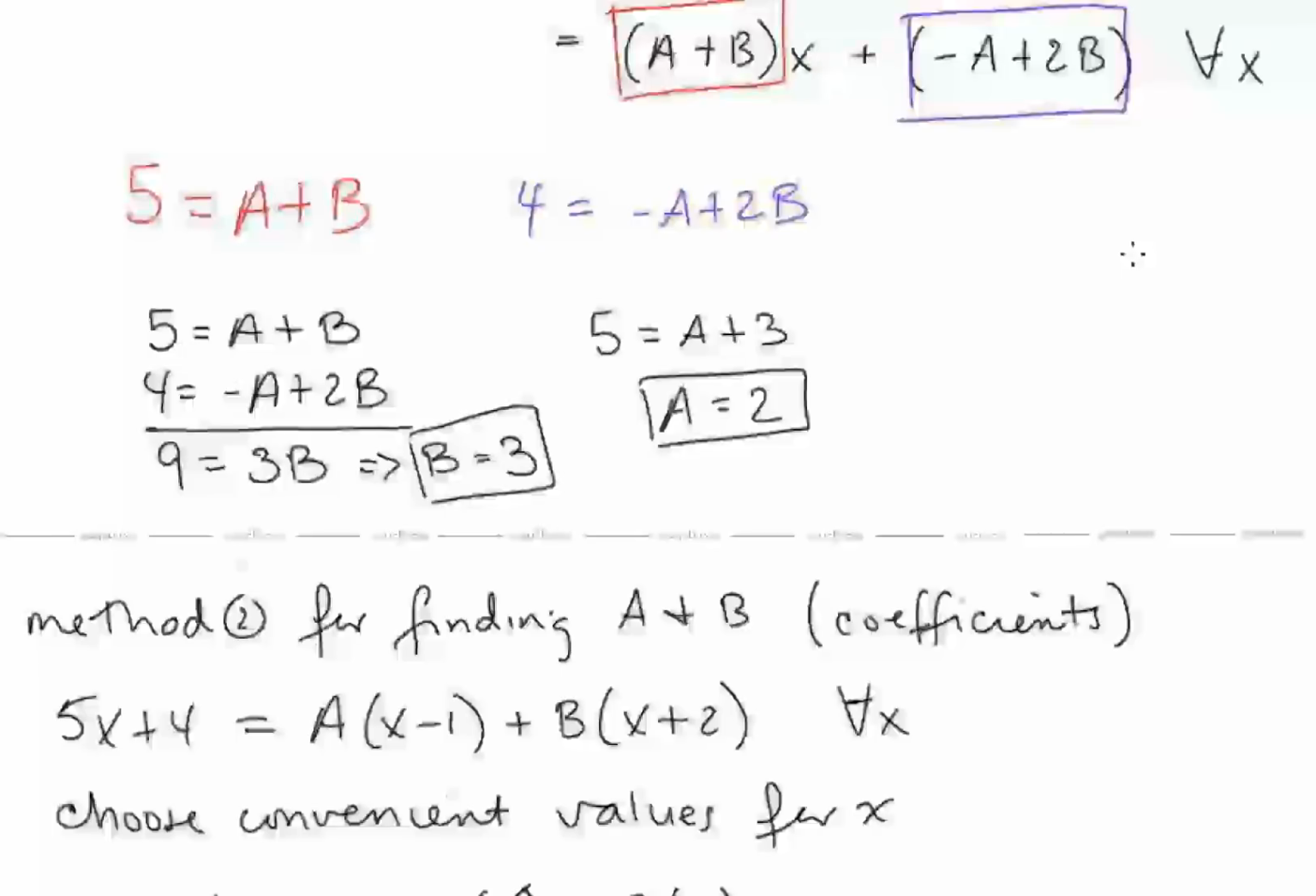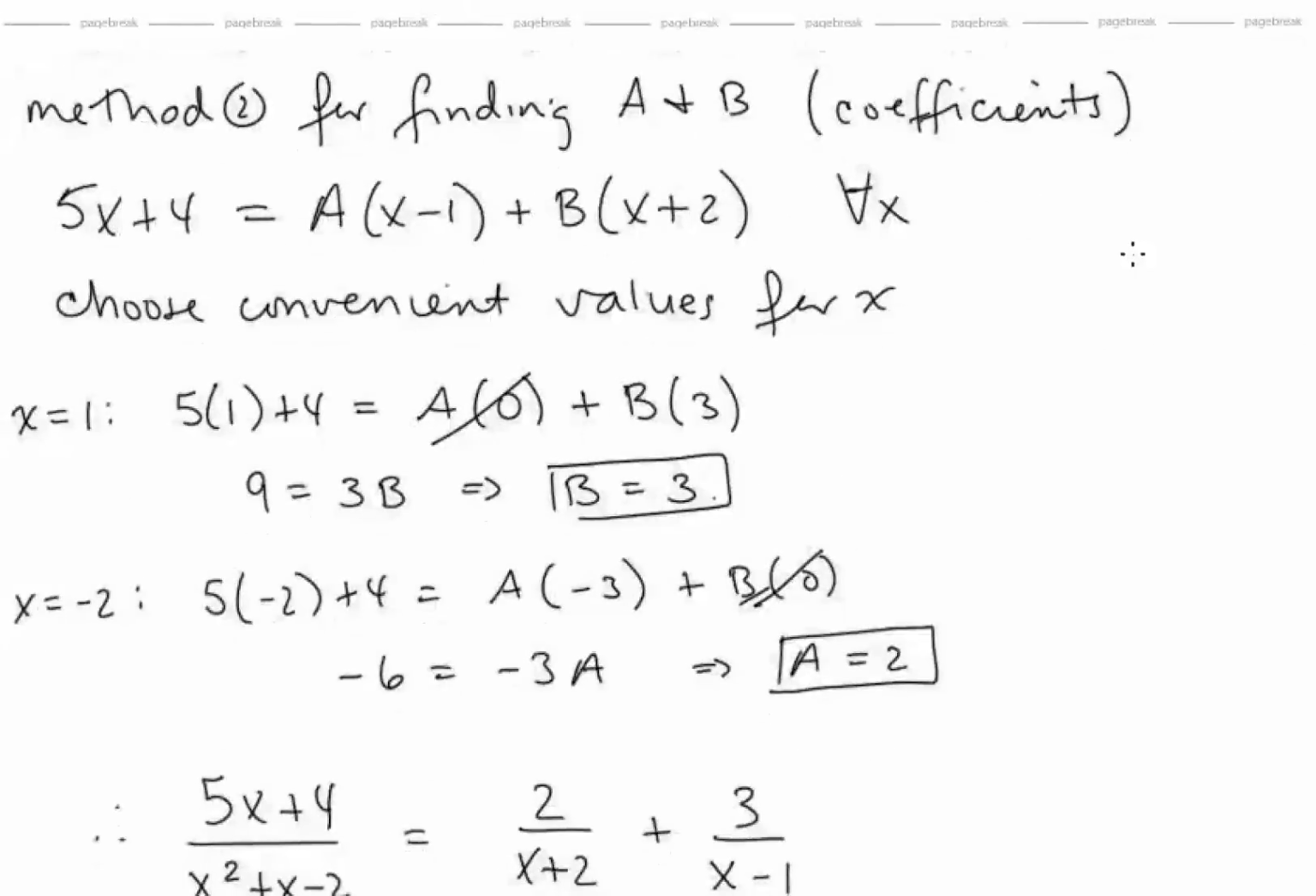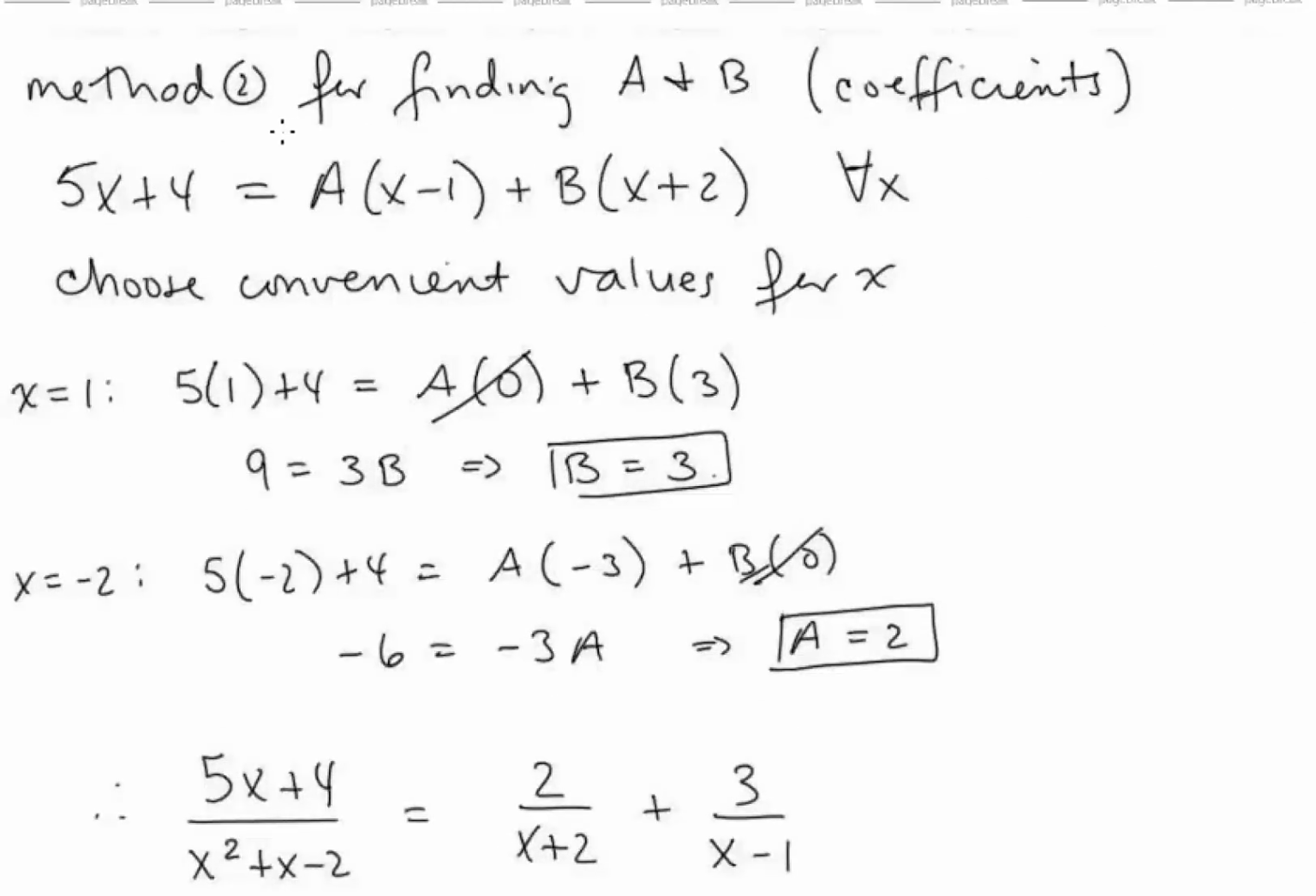That's method 1. Method 2 I find to be a little bit easier, so I tend to use method 2. Now we know that 5x plus 4 must equal a times x minus 1 plus b times x plus 2 for all x. Well, if this is true for all x, then how about we choose some convenient x values that will simplify this equation. For example, if we choose x equals 1, this term is going to go to 0, and then we'll be able to solve for b.